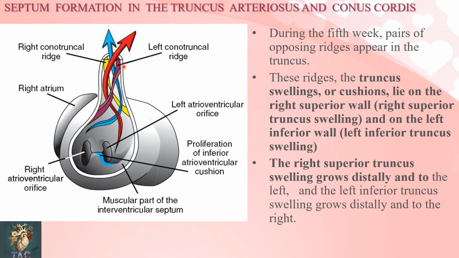Both of these swellings have a spiral course, and while they descend, they meet in the midline and fuse with each other and complete the septum. Because of their spiral nature, the outflow tract, the truncus and the common septum are spirally arranged. The right superior truncus swelling grows distally and to the left. This yellow is the right superior swelling, and the left inferior swelling grows distally and to the right. This maroonish swelling is the left conotruncal swelling.